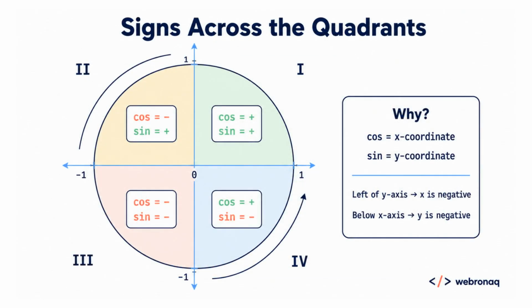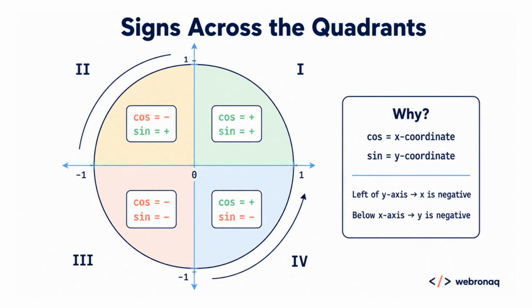Alright, so far everything's been in the first quadrant, the top right slice, where both x and y are positive. But angles can go all the way around the circle. So let's walk through what happens in the other 3. Here's the key idea, and this is why understanding cos and sin as coordinates pays off. Cos is just the x-coordinate of the point. Sin is just the y-coordinate. So the signs follow the geometry.